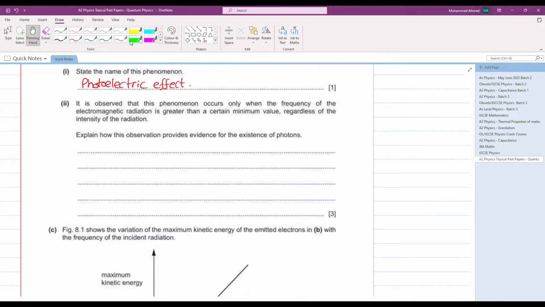Let's move on to part I2. It is observed that this phenomenon occurs only when the frequency of radiation is greater than a minimum value. This will only occur when the frequency is greater than the threshold frequency, regardless of the intensity of the radiation. We have studied this in theory, exact same thing. Explain how this observation provides evidence for the existence of photons. We have to explain how this observation, that electrons are only emitted above a specific frequency and increasing the intensity doesn't have any effect, provides us evidence that photons exist. How will we do this?